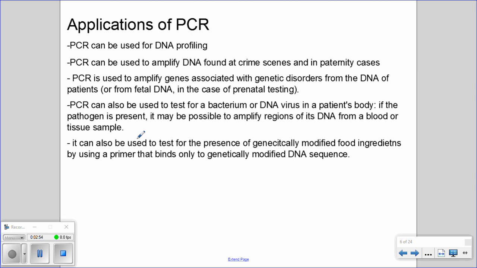In the applications of PCR, PCR can be used for DNA profiling. It can be used to amplify DNA found at crime scenes and in paternity cases. PCR is used to amplify genes associated with genetic disorders from the DNA of patients or from fetal DNA in the case of prenatal testing. PCR can be used to test for a bacterium or DNA virus in a patient's body. If the pathogen is present, it may be possible to amplify regions of its DNA from a blood or tissue sample. It can also be used to test for the presence of genetically modified food ingredients by using a primer that binds only to genetically modified DNA sequences.